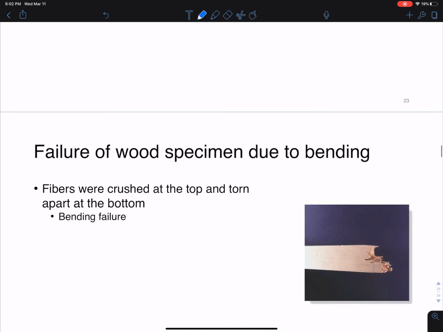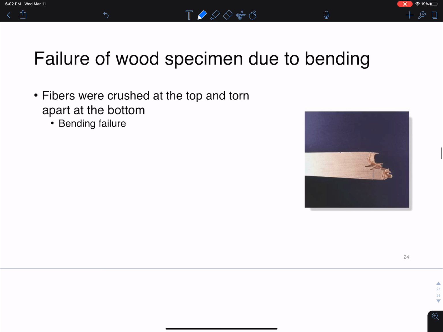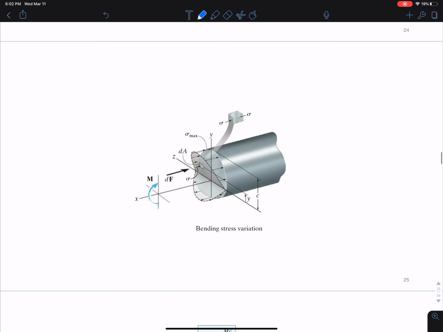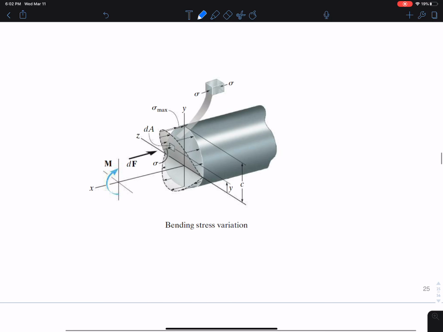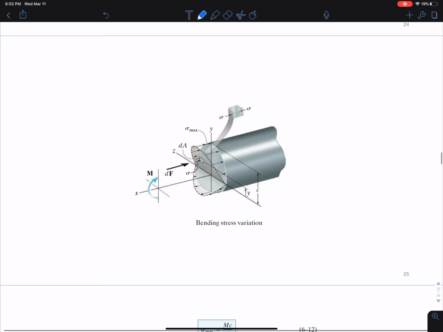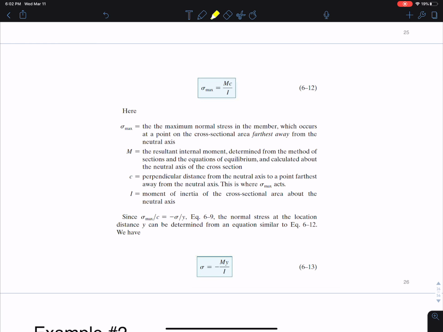This is a picture of a wood specimen that failed due to bending. So you can see here what's happening. The top fibers were crushed and torn apart at the bottom here. This is a bending failure. This is a picture of the stress block and a small differential element, this dA, that we use to derive our flexure formula. And here is a really nice summary of our flexure formula and all of this information that you need to know about it.